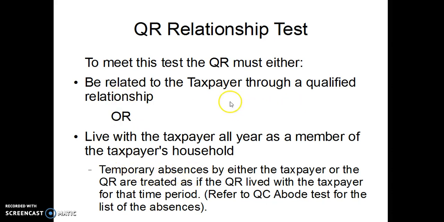Now, the qualified relationships in the qualifying relative tests are much more broad. This includes almost all immediate family, so it's everything in the qualifying child, plus it goes up higher. It also includes parents, grandparents, uncles, aunts, and also mother-in-law, sister-in-law, brother-in-law, father-in-law. And one thing to note is, if a relationship is created by marriage, it is not destroyed through divorce. So your wife's father, who's your father-in-law, will still be a qualifying relative even if you divorce your wife and you're no longer married. That relationship still carries forward for tax purposes only.